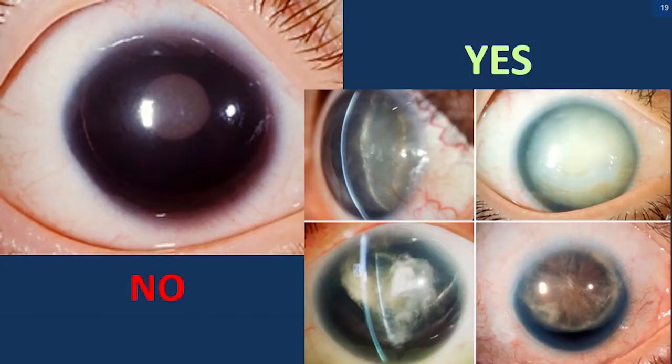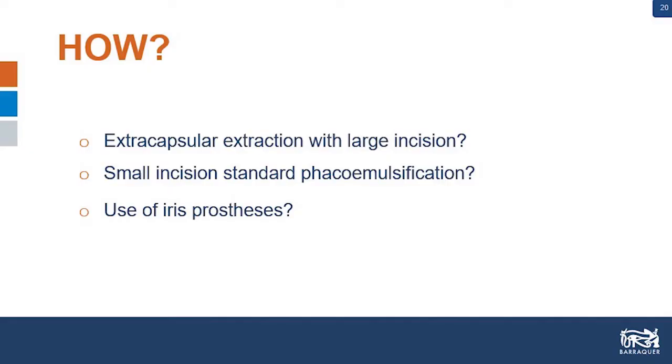So there are cases in which, like this one on the left side, with this small nuclear cataract, this patient is probably young and has no visible limbal deficiency yet. So in this case, the answer is no. In other cases with dense cataracts, white cataracts, the answer is yes. So which technique? Extracapsular extraction with large incisions, small incision with standard phacoemulsification, and the use of iris prosthesis. Those are questions that we have to decide individually in each patient.